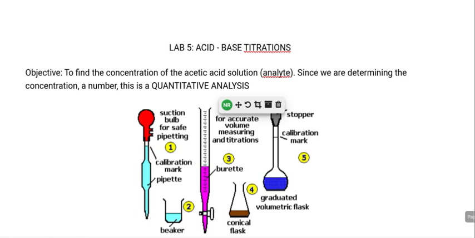Welcome to our discussion of Lab 5, our pre-lab discussion. Now, Lab 5 is another exciting lab, especially from an analytical perspective. Last lab, when we did the selected precipitation, that was a qualitative analysis. We were just trying to get an idea of what kinds of ions are in a particular solution.